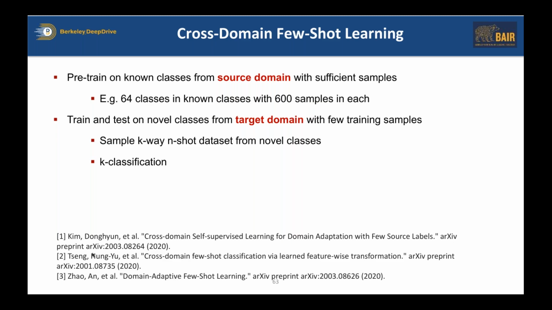To solve this problem, we would like to pre-train the model on the known classes from the source domain, which has a lot of training samples. And then we want to train and test on the novel classes from the target domain with very few training samples.